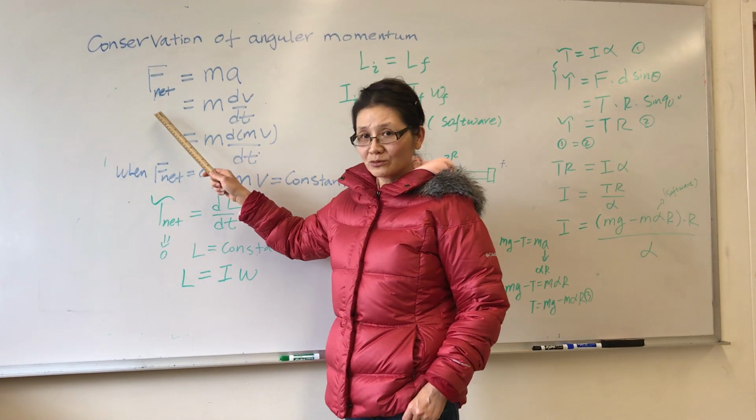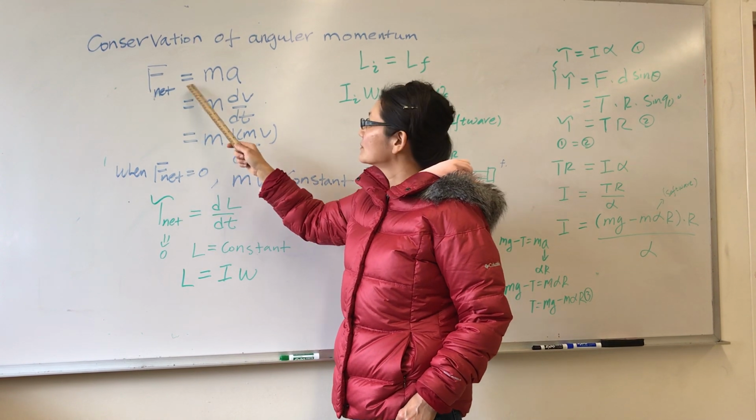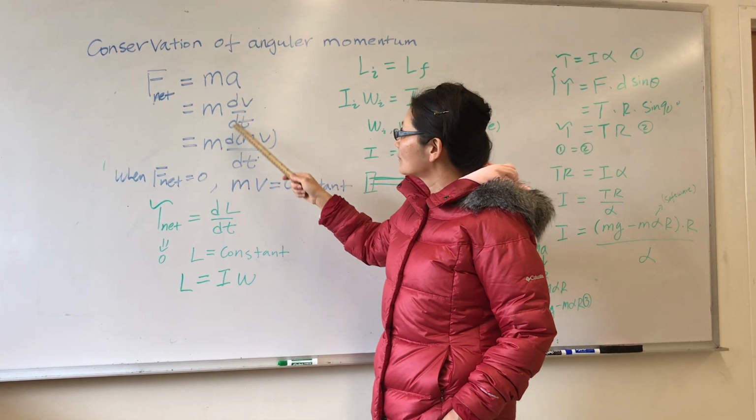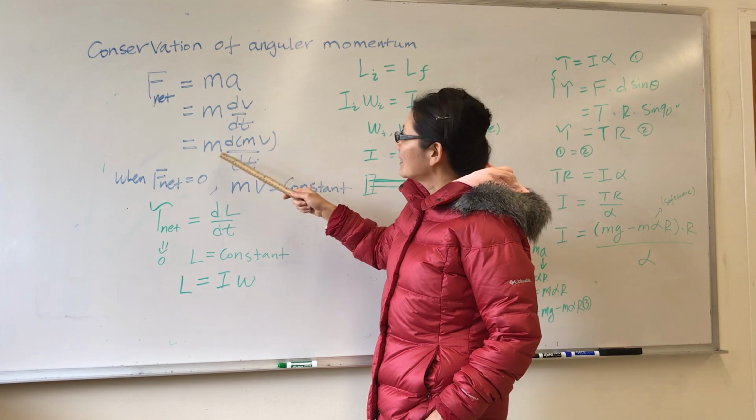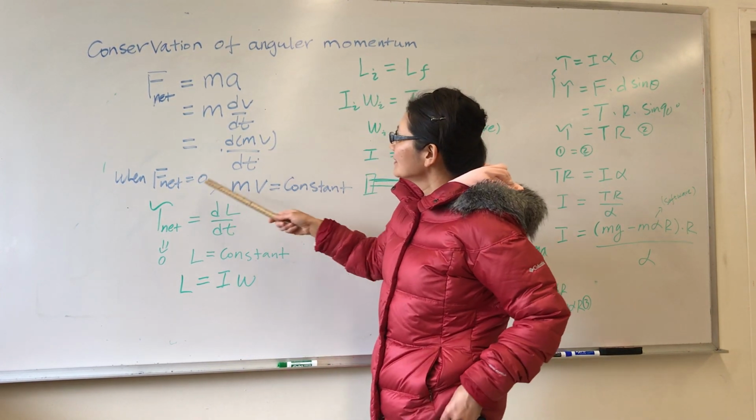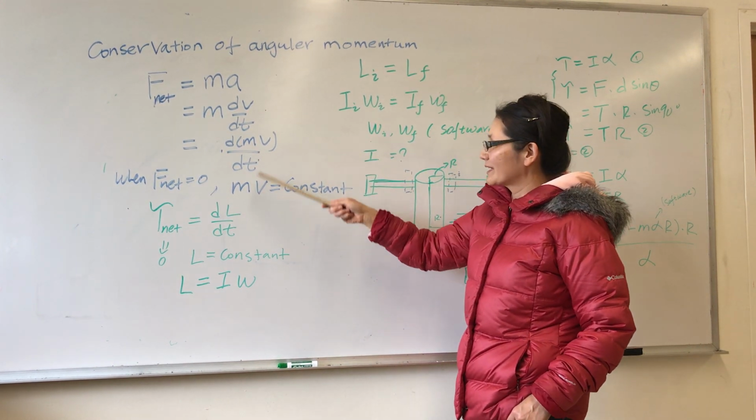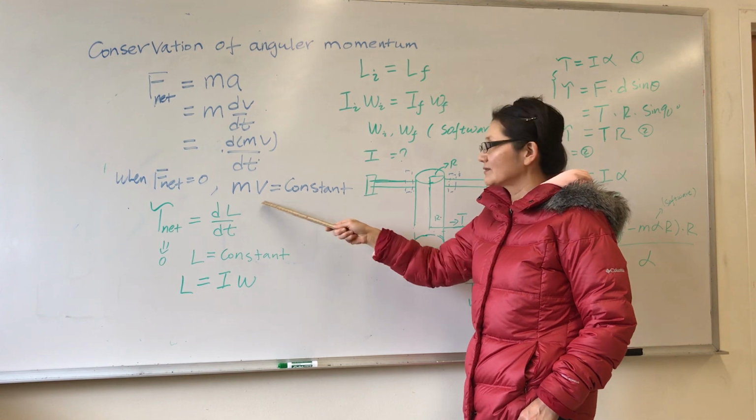And then we know Newton's second law, F equals ma. So net external force equals mass times acceleration. We can write it this way, dv/dt, where I move the m inside. When net force equals 0, m times v is constant. This is a vector, okay?